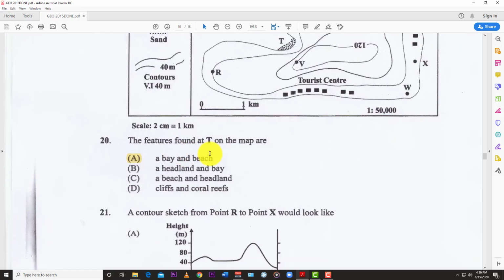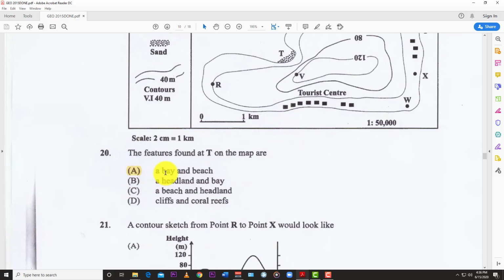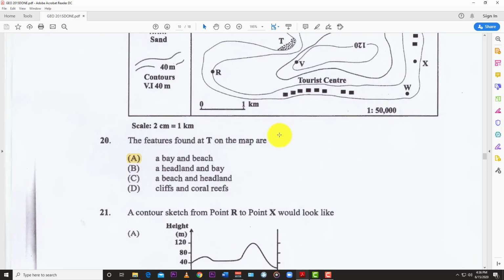The feature found at T on the map are, and so you have to read your key, of course. Alright, you read your key and you see T right there. And so the answer is A, a bay and a beach, because you see sand, right? That's what T represents. So it's a bay and a beach right there.